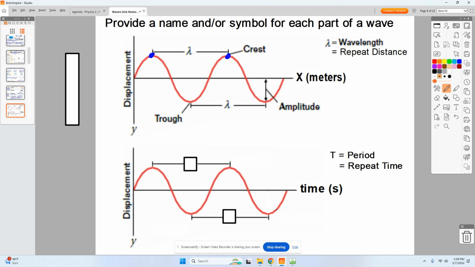Okay. Now I'm going to change this. Instead of it being a length measurement, I'm going to change this to a time measurement.